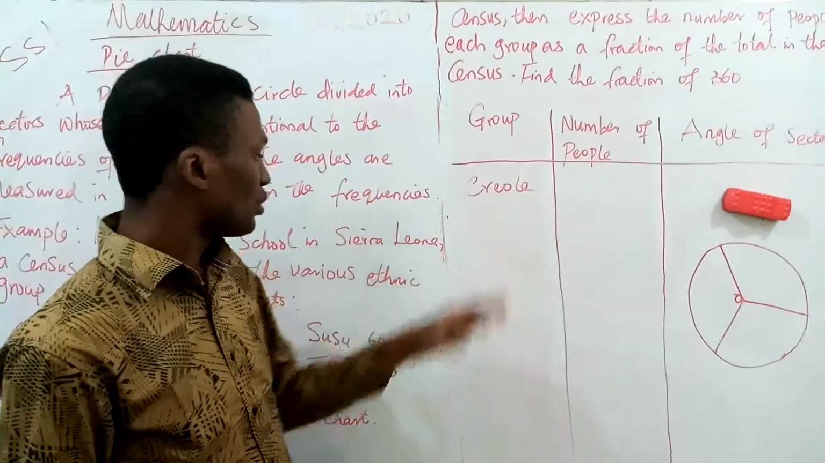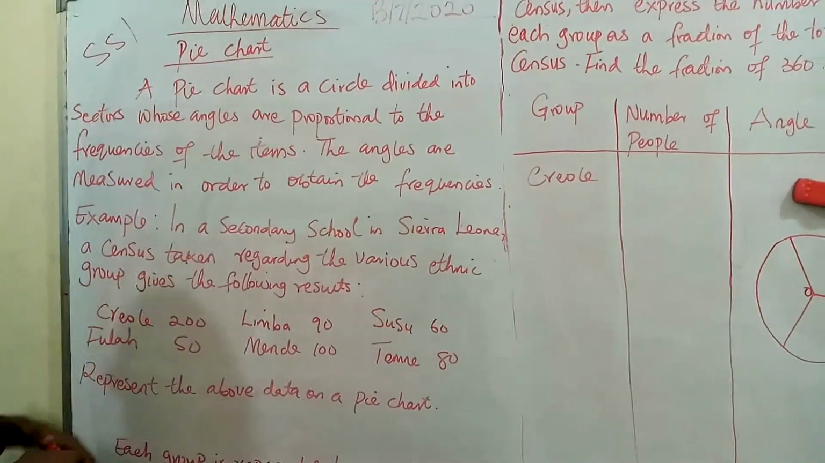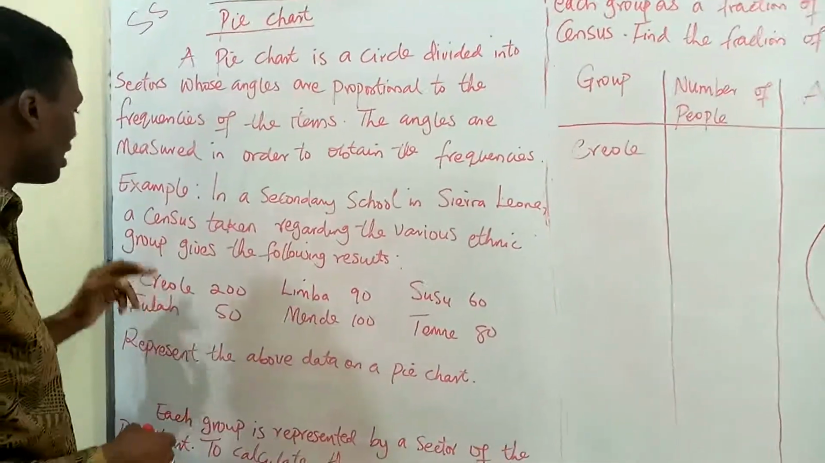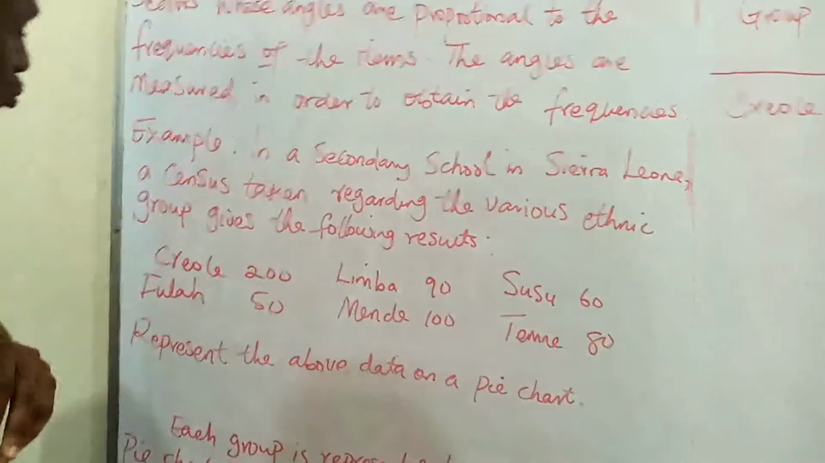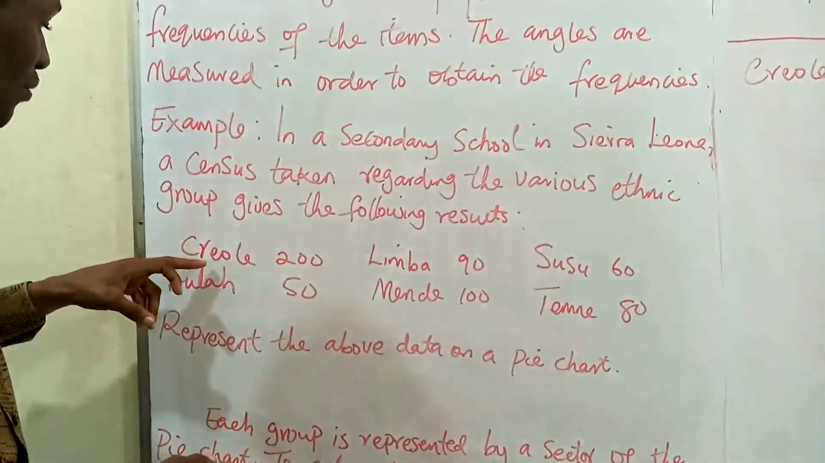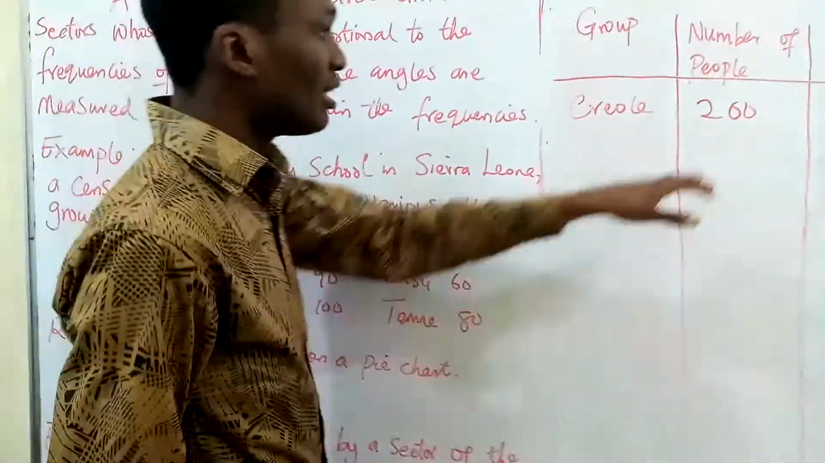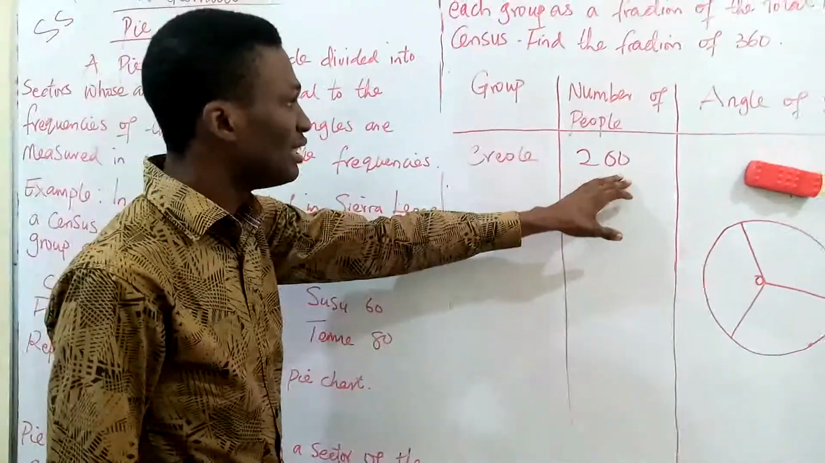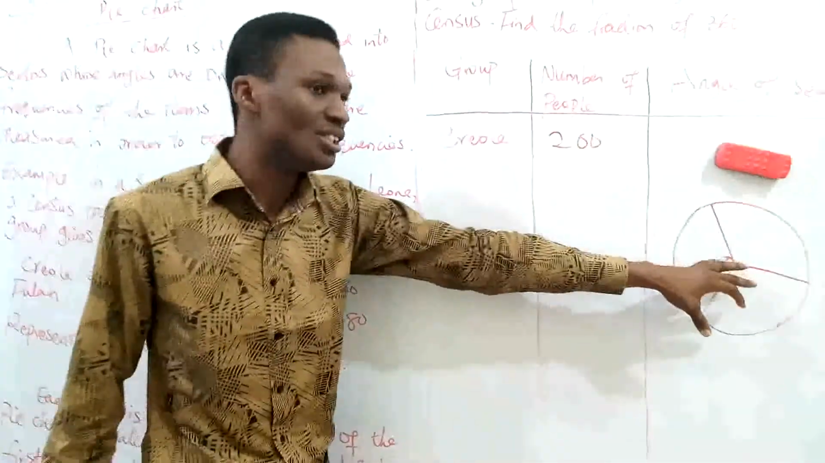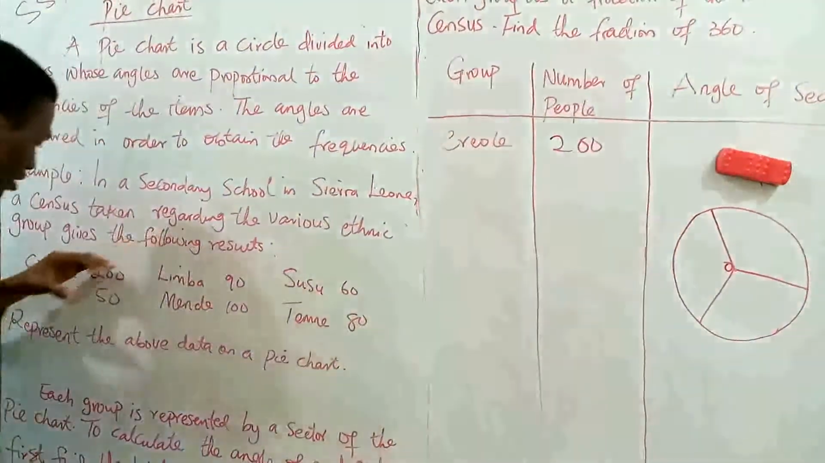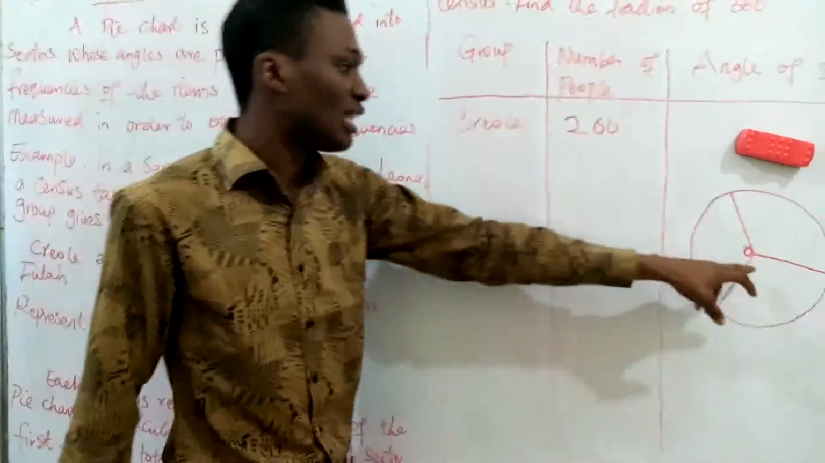For instance, we have a question on the board. In a secondary school in Sierra Leone, a census taken regarding the various ethnic groups gives the following results. Let's use one, for instance. We have Creole, 200 people. To get the angle of this sector, we divide this by the total number of people we have and multiply by 360, because the circle makes up 360 degrees. Whatever we get will give us the angle for Creole.